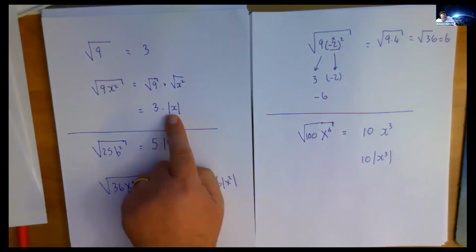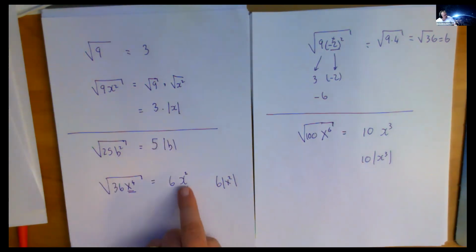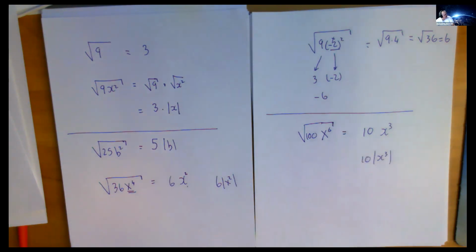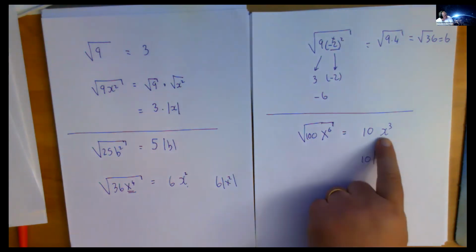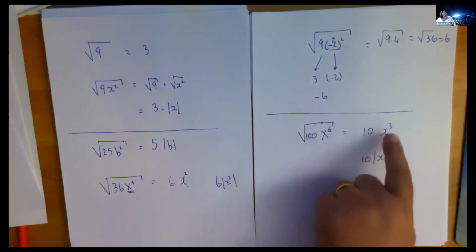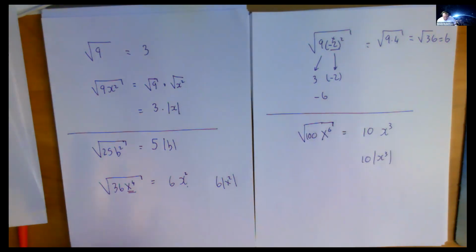You need it for x. You don't need it for x squared. Do you need the absolute value for x cubed when it happens? Yes. Because think of x being -1. If you're not sure, just pretend that x is -1. If I plug -1 in here, won't I get the answer -10? And all square roots are positive, so that's not going to work, right? All square roots are positive.